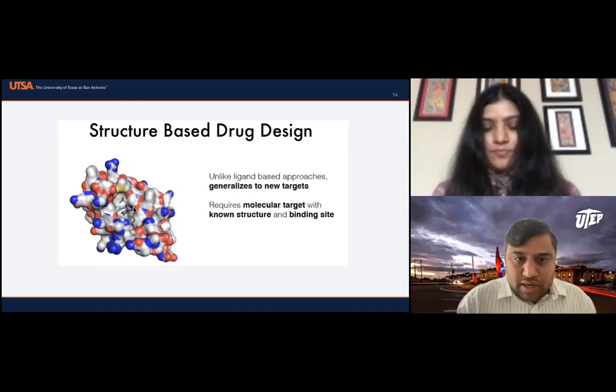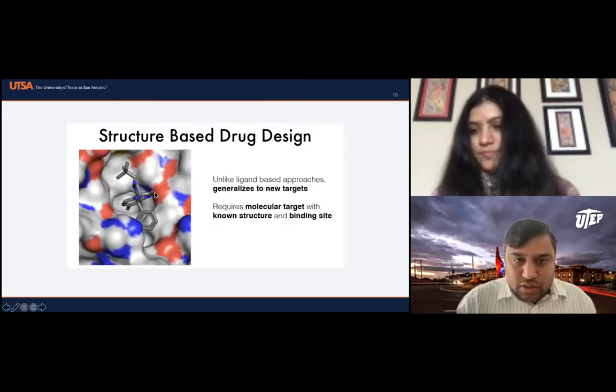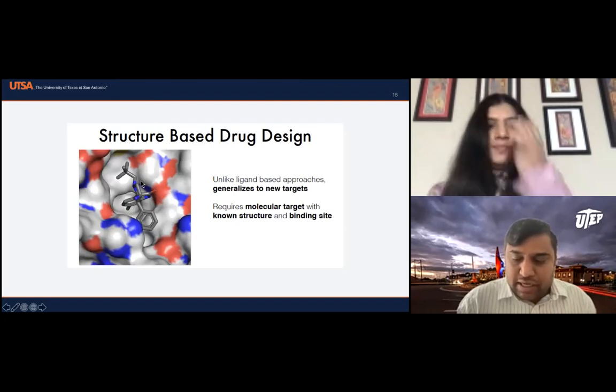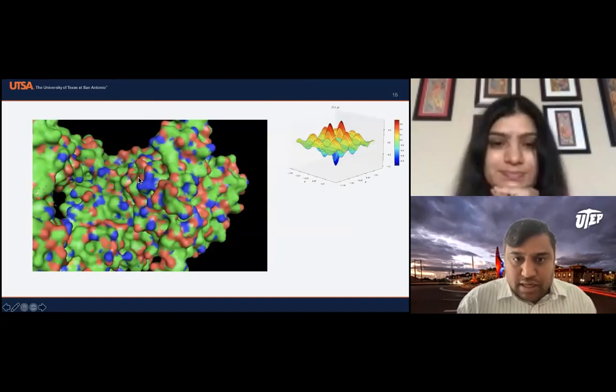So what we're trying to do is find a molecule that can fit within the binding pocket. And once we know that it fits within the binding pocket, we're trying to estimate its energy, how much energy can be released when this binds into it.